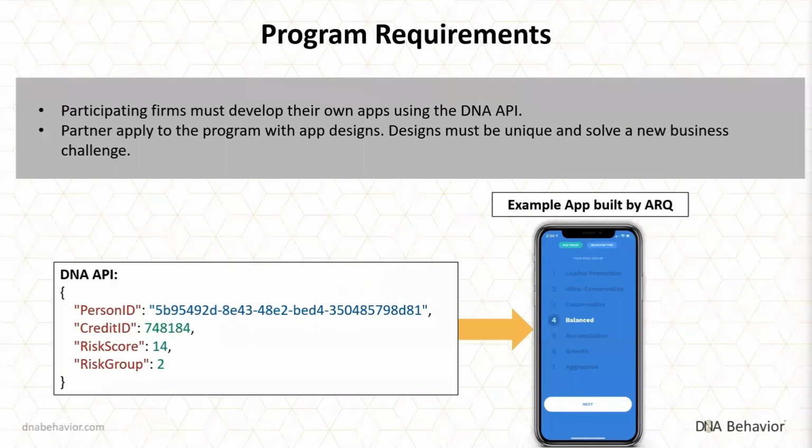For example, we had a client ARQ that got a risk score and risk group, and then this is how they present it. So this doesn't look like any of the DNA reports. It's really unique to ARQ, where they're showing what your grouping should be, and then a next step where they start walking you through what that means to them and what you need to do next in their environment.